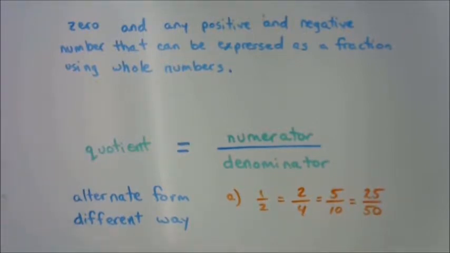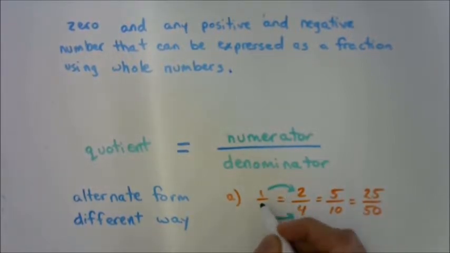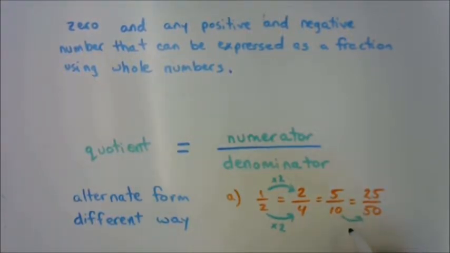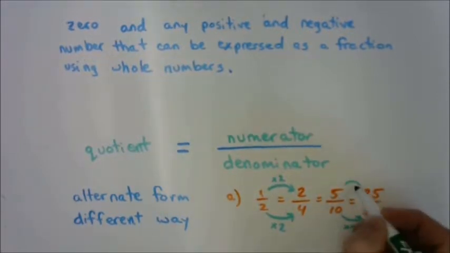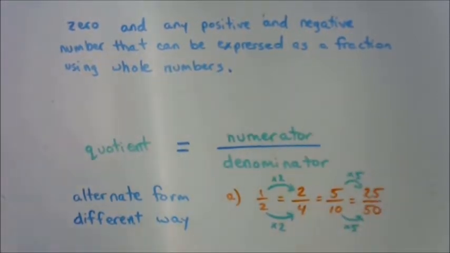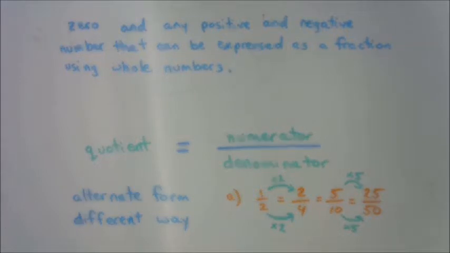Maybe first I should ask, how did we get from this form to the next form? What did we do? We just multiplied the top by 2, and then you also do the bottom. Good. As long as we take the numerator and we multiply it and the denominator and multiply it by the same number, we should be good to go. Okay? From here to here, we multiply the numerator and the denominator by 5. So go ahead and try B, C, and D.